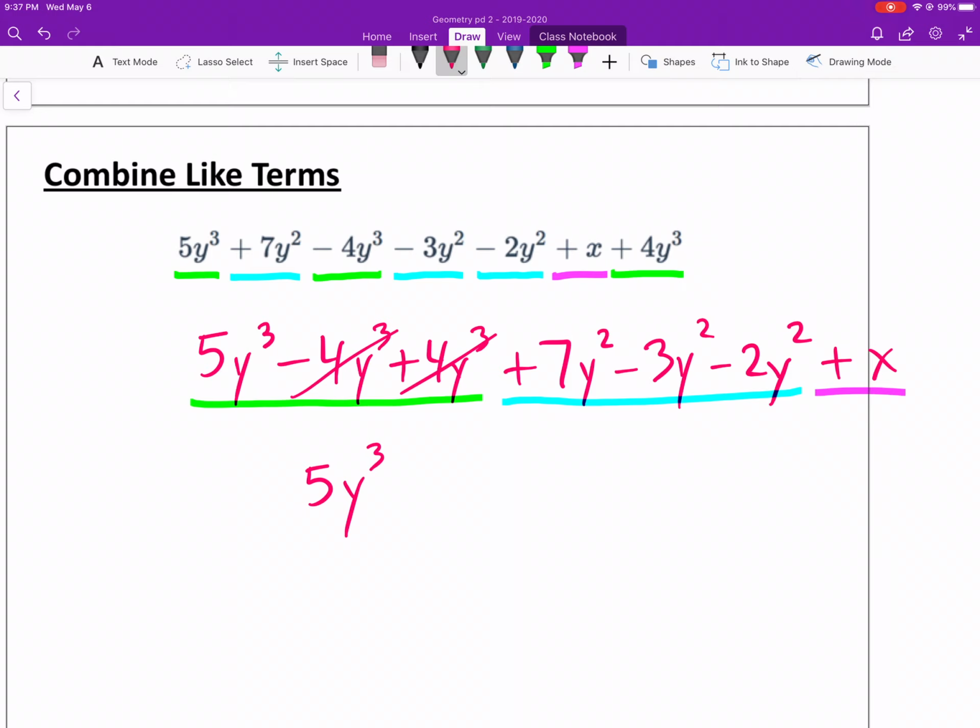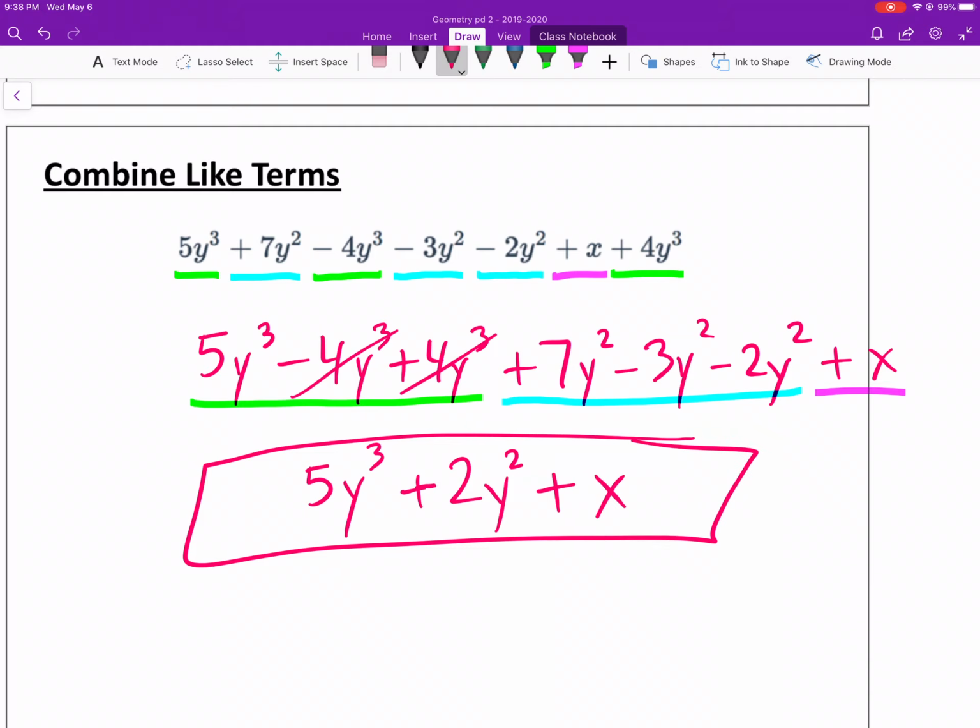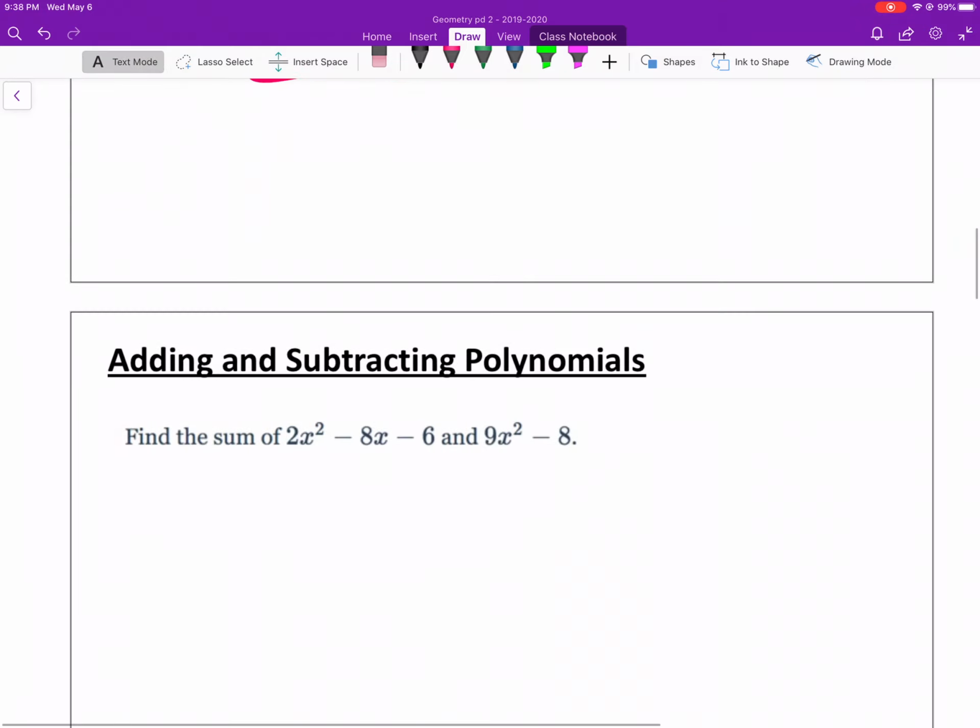Your y squared terms, 7y squared minus 3y squared minus 2y squared. So 7 minus 3 is 4, minus 2 is 2, so plus 2y squared. And then we also have that plus x on the end there, and we're done. So remember, like terms have to have the same variable and the same exponent, not just the same variable.